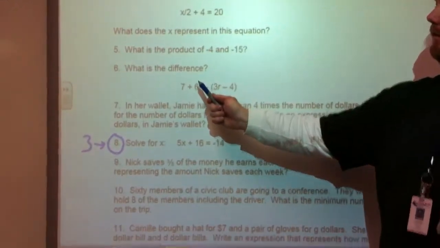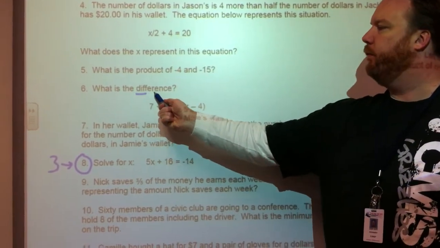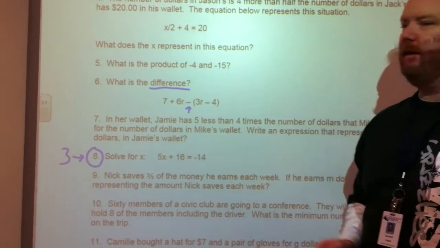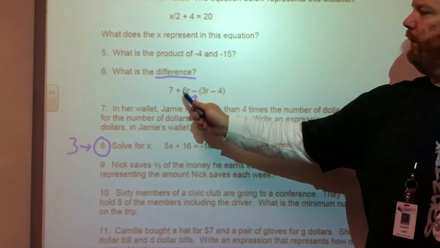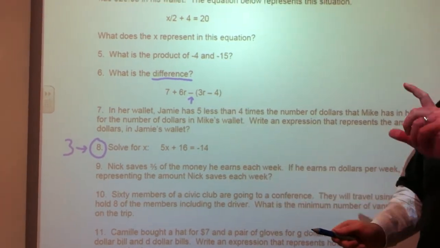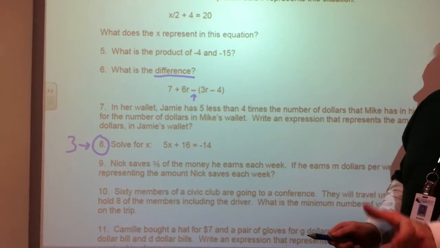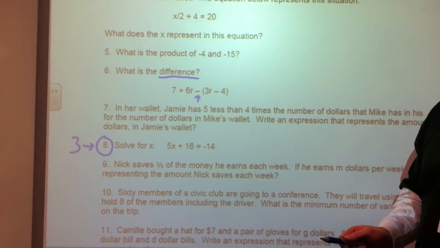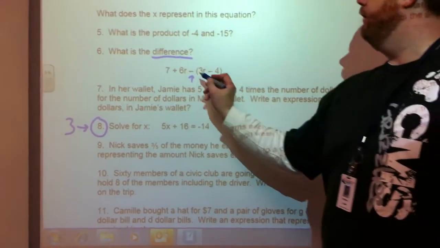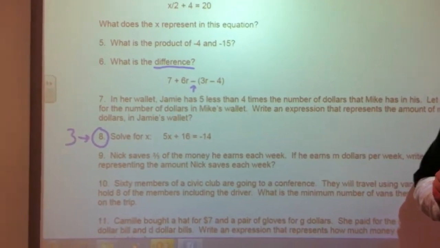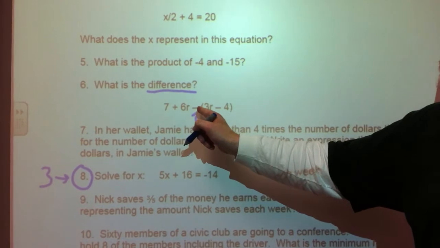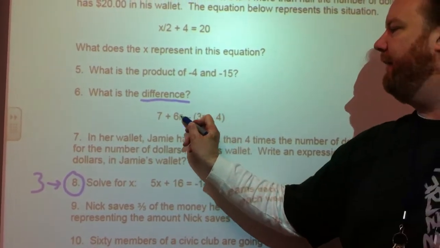What is the difference? Well, anytime we see the word difference, we know that we're going to be subtracting, as is indicated by this minus sign here. Now, in this case, we're subtracting one expression from another. These are two separate things that we must subtract. This is much different than just your regular run-of-the-mill expression that you have to solve. Anytime you're subtracting two expressions, or one expression from the other, you have to pay close attention to the sign that is between the two of them. In this case, we have a negative sign.